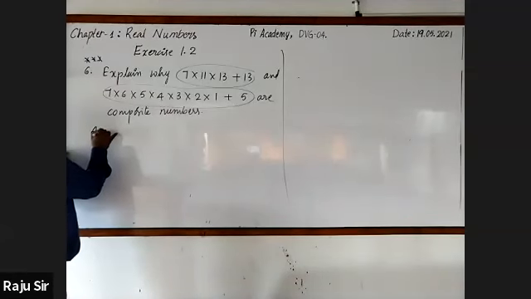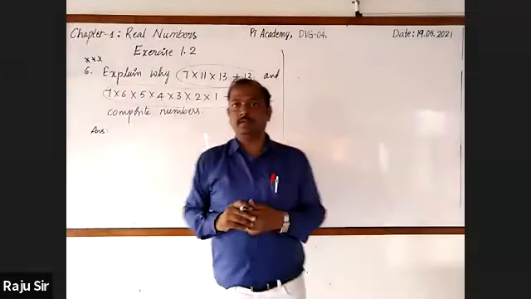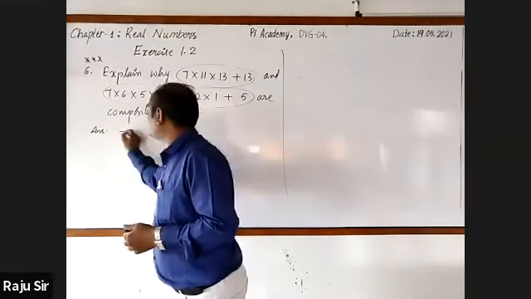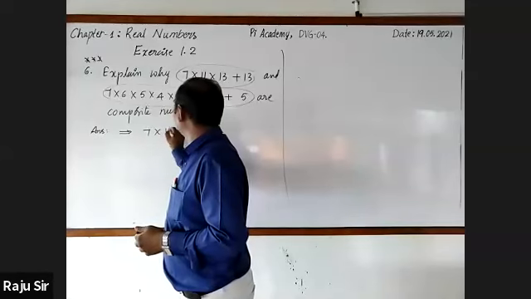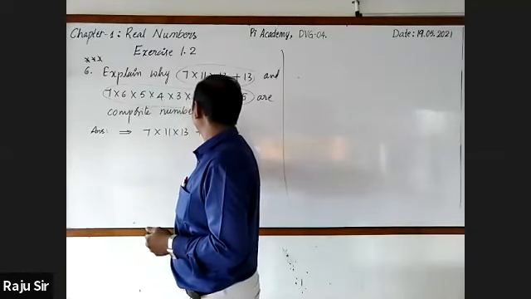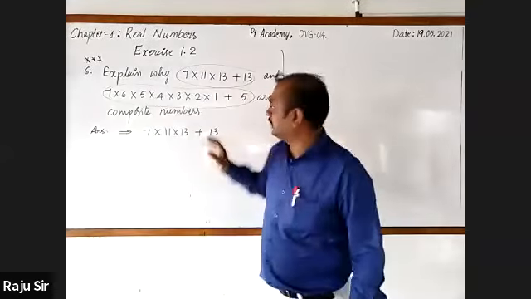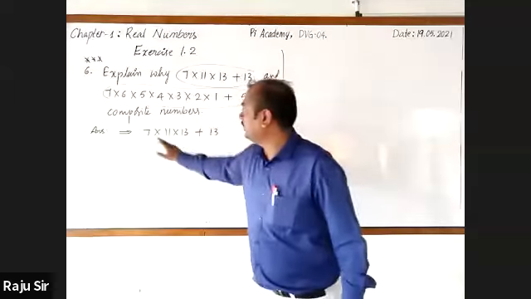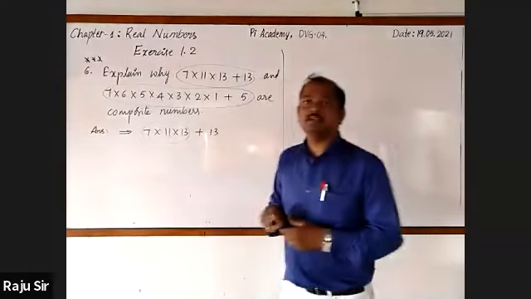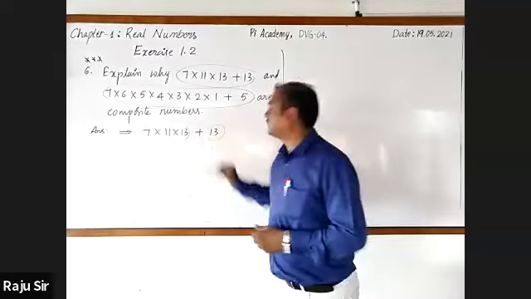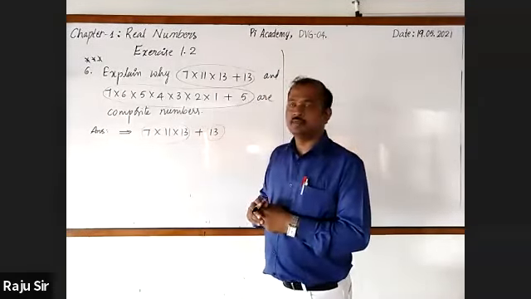Here we are going to explain. The first number is 7 into 11 into 13 plus 13. Dear students, could you tell how many terms are there in this statement? 2 terms. Yes, you are right, 2 terms. The first term is 7 into 11 into 13, plus 13. These are the 2 terms.